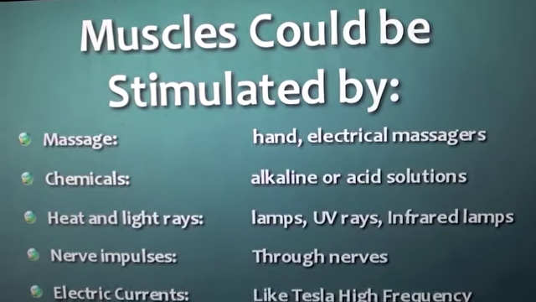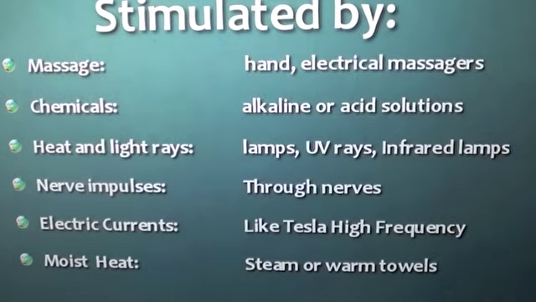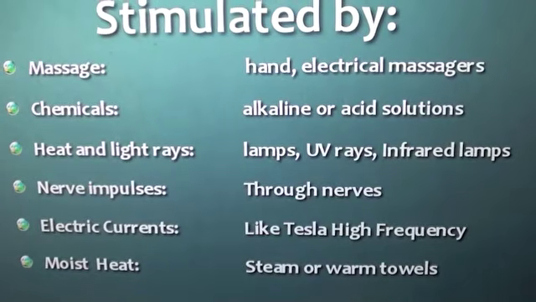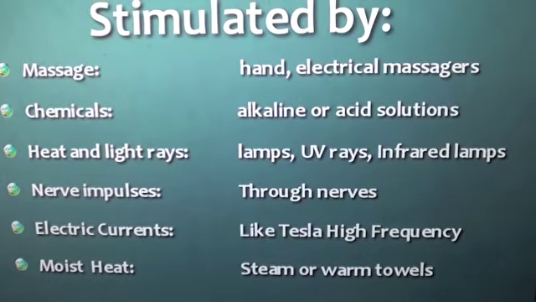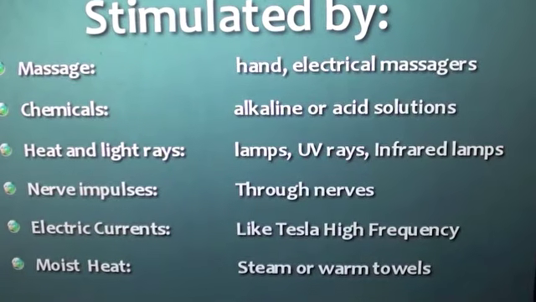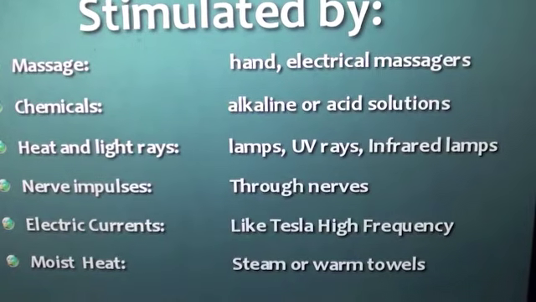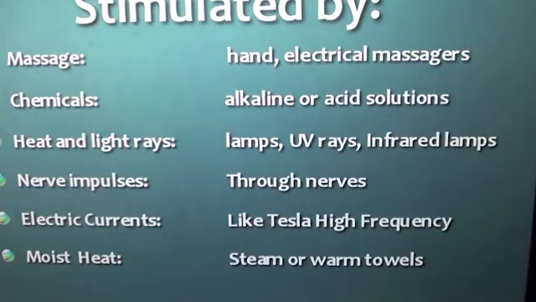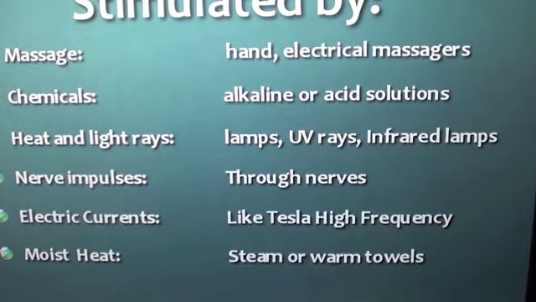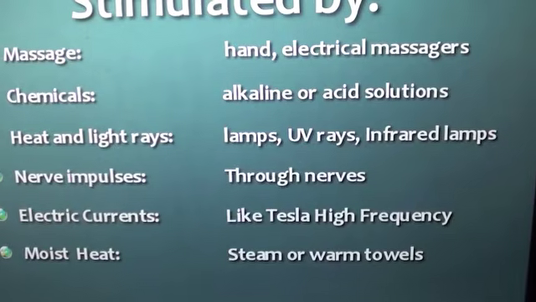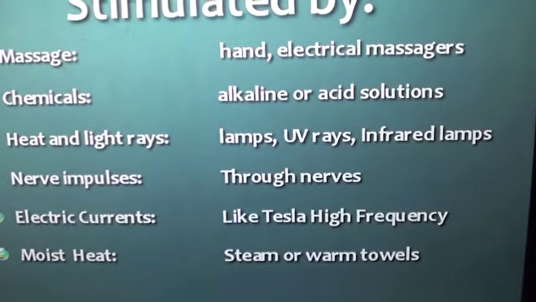Muscles could be stimulated by massage, hand electrical massagers, chemicals, alkaline or acid solutions, heat and light rays, lamps, UV rays, infrared lamps, nerve impulses through nerves, electric currents like Tesla high-frequency current, moist heat, steam or warm towels.